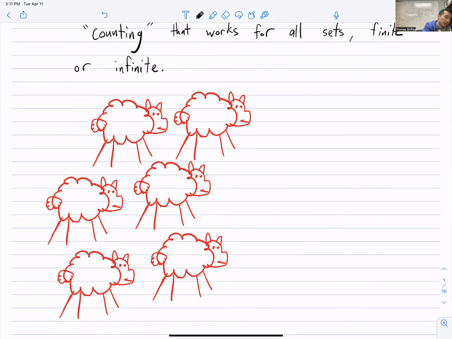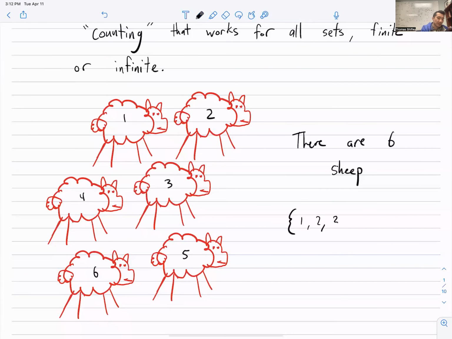And so what do you normally do when you count, right? You assign a number to each one. So he'll say 1, 2, 3, 4, 5, 6. And so I know that there are 6 sheep. The reason I know this is because I assigned each one a number and only one number. Another way I could think about this is I have the set 1, 2, 3, 4, 5, 6, and what I did with this set is assign each one of these to one and exactly one sheep.